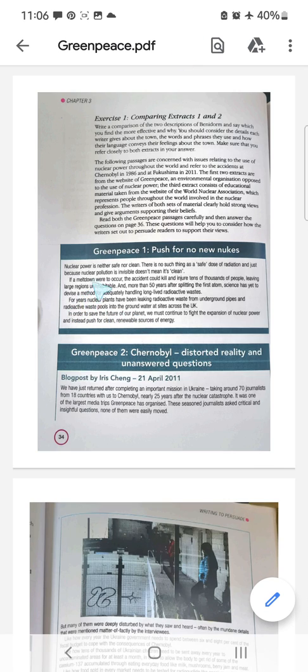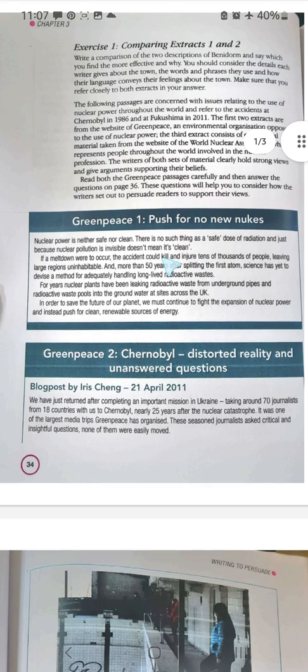Nuclear power is neither safe nor clean. There is no such thing as a safe dose of radiation. And just because nuclear pollution is invisible does not mean that it is clean. If a meltdown were to occur, the accident could kill and injure tens of thousands of people, leaving large regions uninhabitable. And more than 50 years after splitting the first atom, science has yet to devise a method for adequately handling long-lived radioactive wastes.